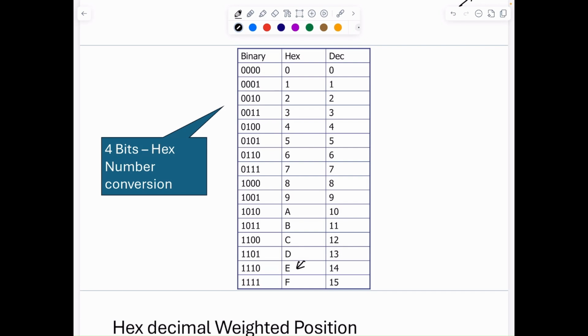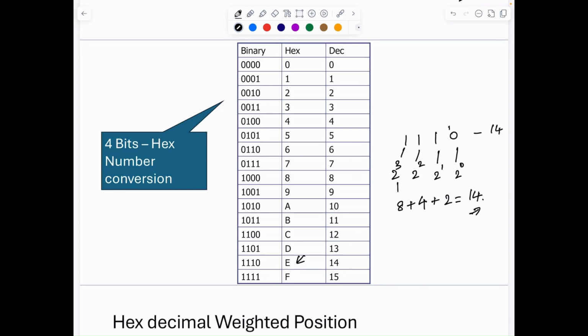But in the case of hex, I represent 10 as A, 11 as B, 12 as C, 13 as D, 14 as E, 15 as F. In 15, all the bits are set. When there is a 1, we call the bit set. Okay, so let's dissect this E. Let's see E. How is this 14? So 1, 1, 1, 0. We call this 14.